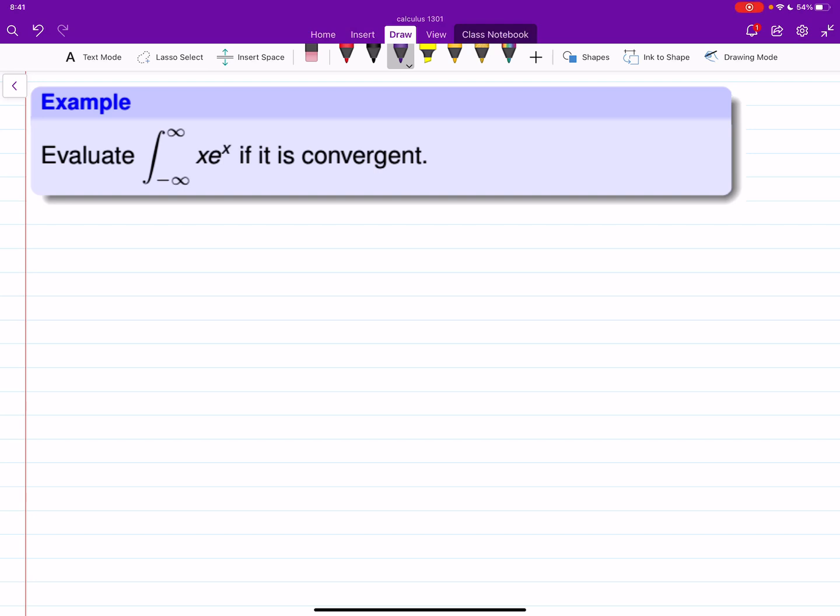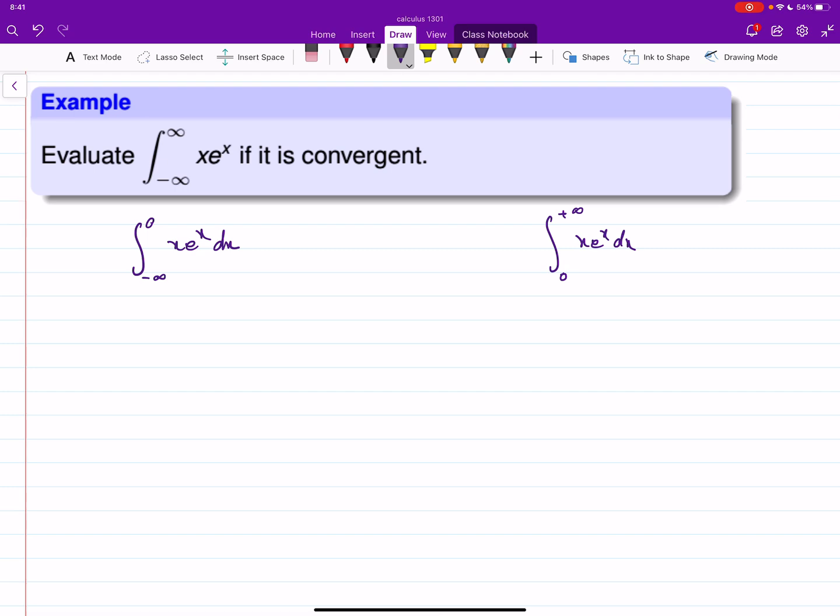Hello everyone. In this video, we will do more examples for improper integrals over the negative infinity to infinity interval. In these examples, we always separate the integral into two pieces: from negative infinity to any number you like, I'll put 0, and then from the same number, 0, up to plus infinity. So we have to integrate both of them.